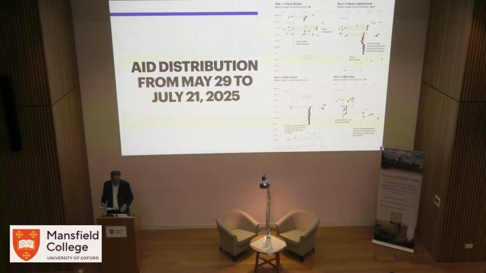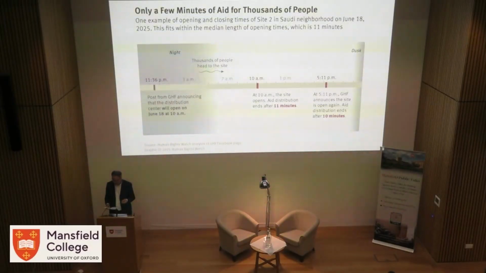The average length of time a site was open to distribute aid was typically just 10 or 11 minutes before the aid ran out. This meant that thousands of people had to travel through a war zone with little to no warning to grab what they could in a 10-minute window or risk receiving absolutely nothing.